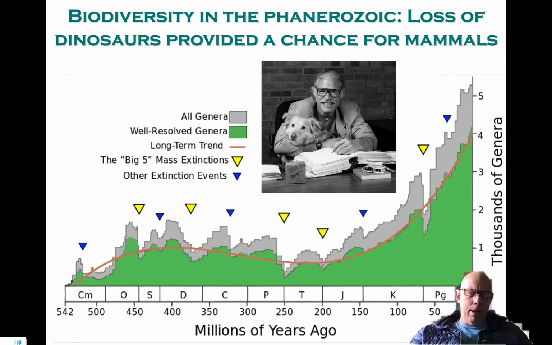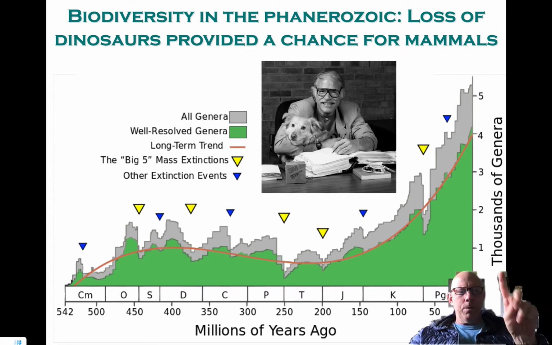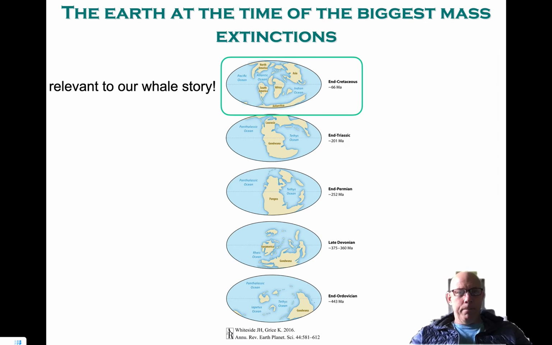So what's plotted on the y-axis is thousands of genera, and the dips that you see annotated with upside down yellow triangles correspond to the 5 big mass extinctions, with the Permian one, which is here at 250 million years ago or so, being perhaps the most significant. So it's very cool that we know something about the Earth at the time of the biggest mass extinctions.